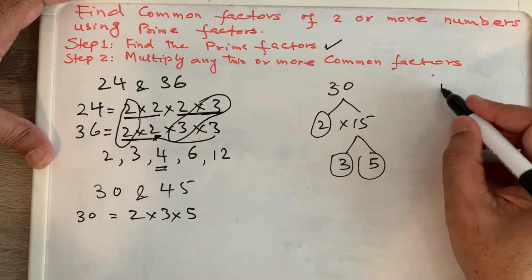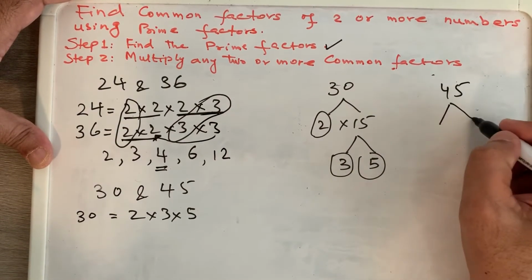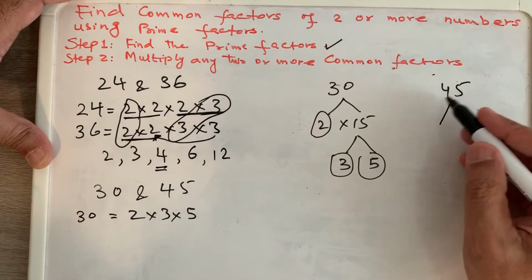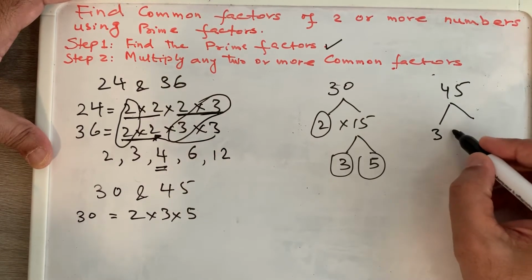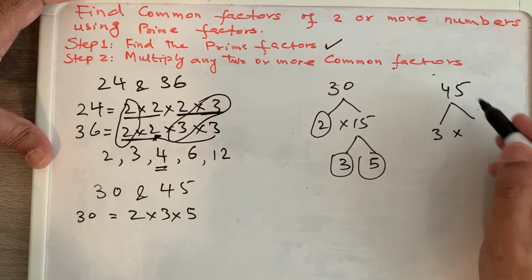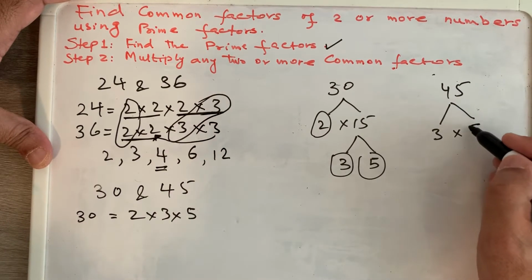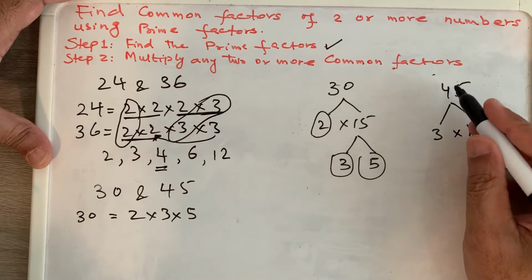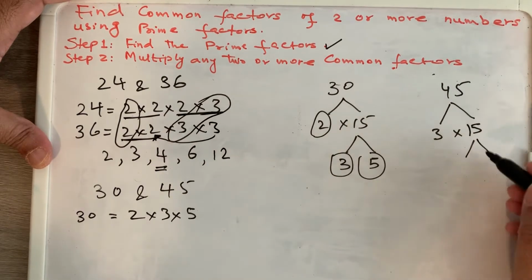And then I will prime factor 45. I start with 3, because 2 is not possible here. 3 ones are 3, 3 fives are 15, and 15 times 3 is 45. And then we break 15.